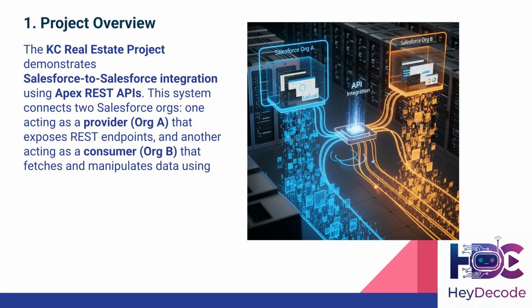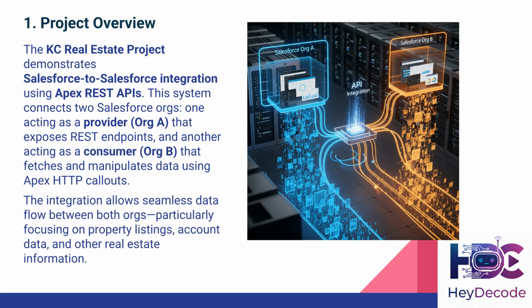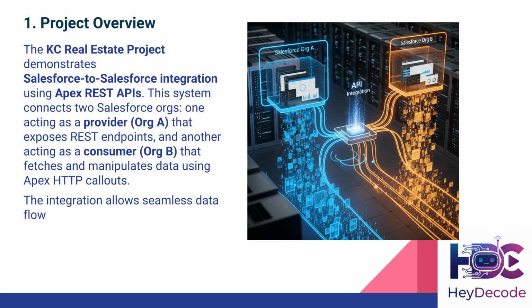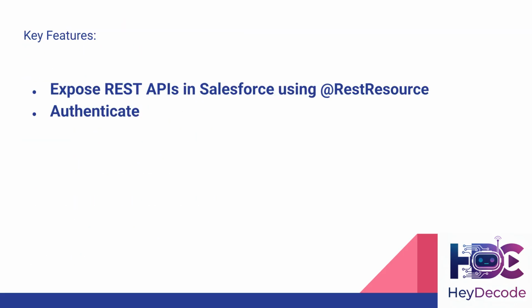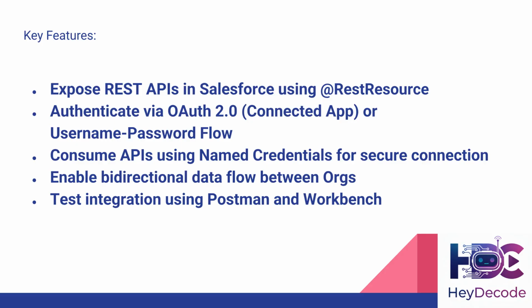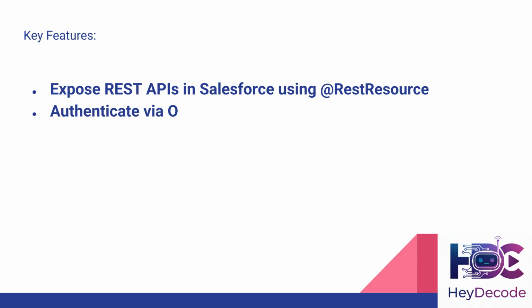This project showcases Salesforce-to-Salesforce integration using Apex REST APIs. Org A acts as a provider, exposing REST endpoints, while Org B acts as a consumer, fetching and manipulating data for seamless flow of real estate information. Key features include exposing REST APIs in Salesforce, authenticating via OAuth 2.0 or username password flow, and consuming APIs using named credentials. It enables bidirectional data flow and supports testing with Postman and Workbench.